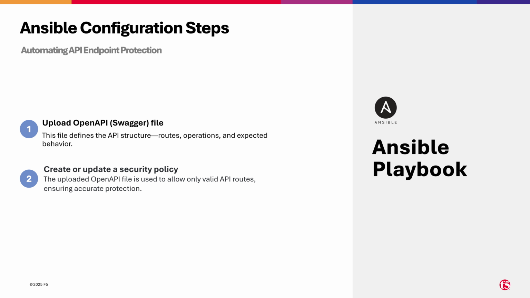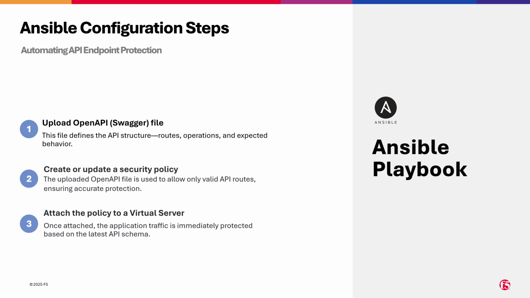Second, it creates a new security policy or updates an existing one on BigIP. The uploaded Swagger file defines which API routes are allowed. This ensures that only the correct routes are protected and exposed. Third, it attaches the updated security policy to the correct virtual server. This means the application traffic is immediately protected without needing to wait or perform extra steps. All of these actions are described and automated in the provided Ansible playbooks. This approach removes the need for manual configuration through the BigIP web interface.